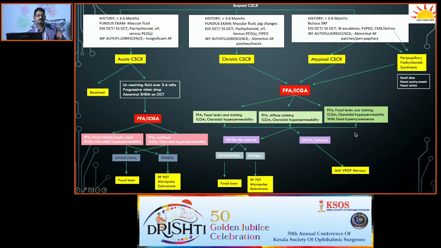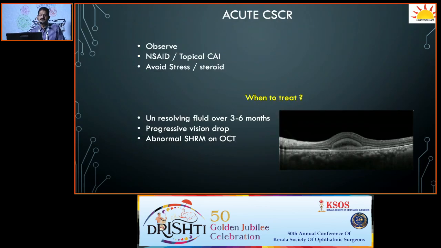So, this is the algorithm for a case of CSR. I know it looks very complicated. I'll just try to break it down. Acute CSR, any first episode of CSR, we will usually observe. We can start them on topical NSAID drops or topical carbonic anhydrase inhibitors, and ask the patient to avoid stress, because most of these patients are type A personalities. And if the patient is on some topical steroids, we try to look into the steroids, and unless it is absolutely essential, we can ask them to stop the steroids.